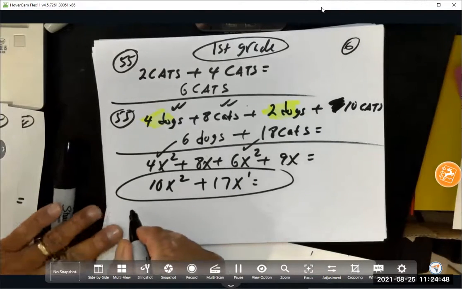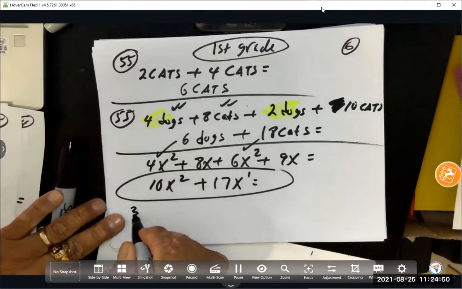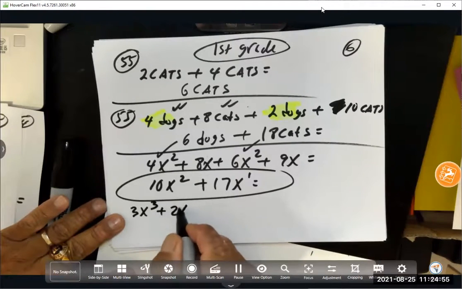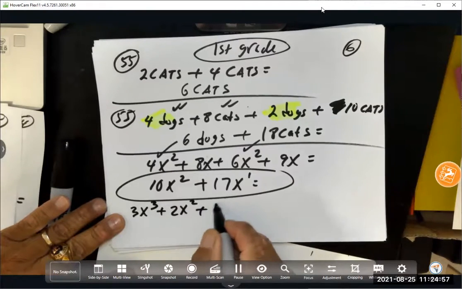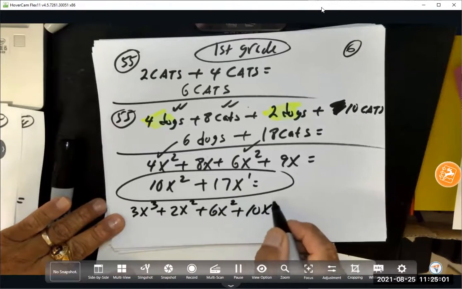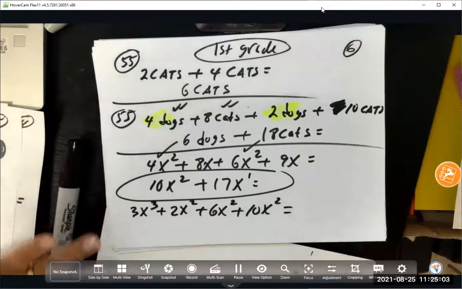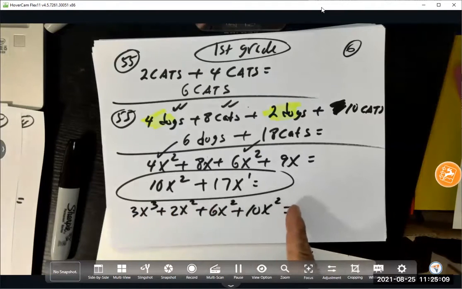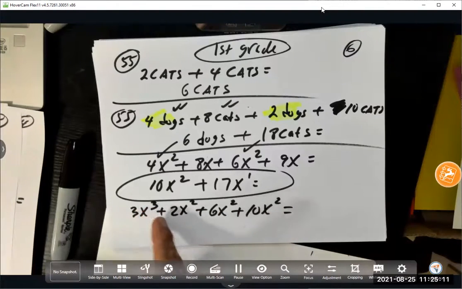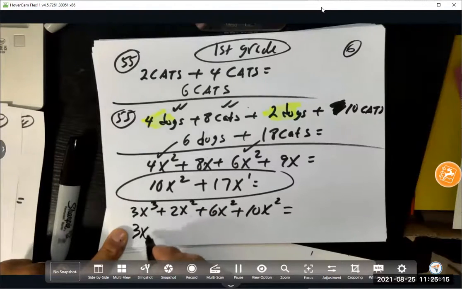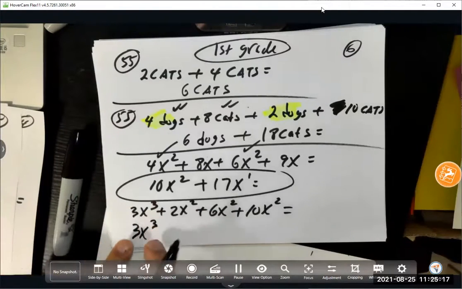So if I have, like, kind of go back to the one we just did right now. If you have 3x to the 3 plus 2x to the second plus 6x to the second plus 10x to the second, all right, the 3x cubed is by itself. Is there any other cubes anywhere you see in here? No. You can't add these numbers together. So this one has to stay by itself. Does that make sense?